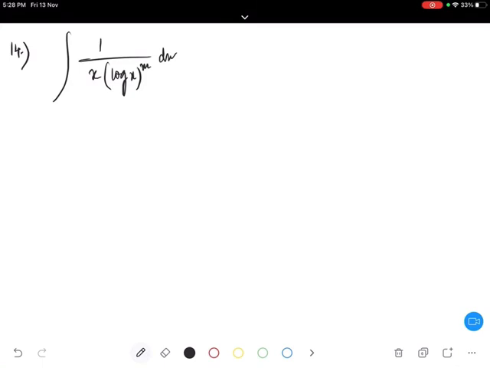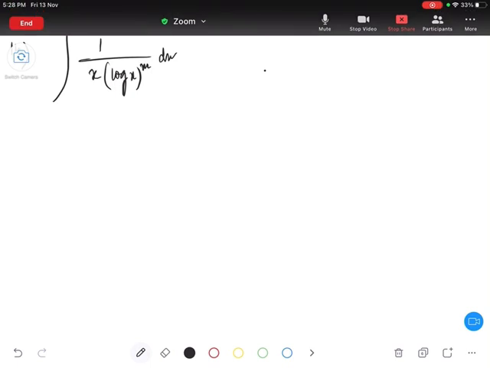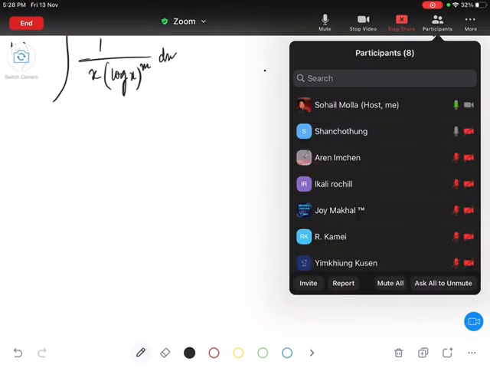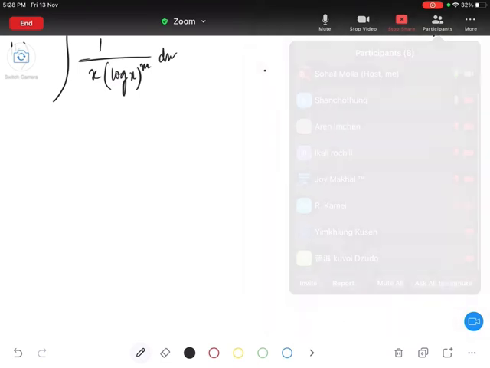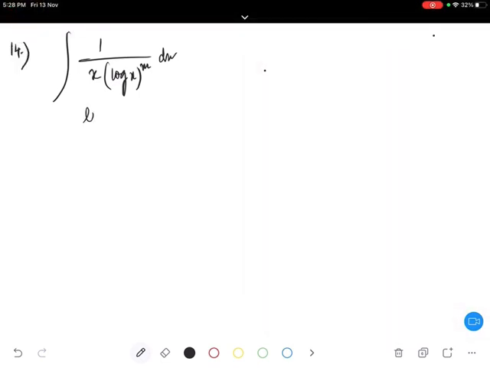Acha, let's do this one. Now tell me, what should I substitute in here? Integration of 1 by x log x to the power m dx. What should I substitute in here? So easy. This one is so easy. Log x. Yes, log x. Because differentiation of log x is what? 1 by x. So I will substitute log x. So let's do it. So let log x is equal to t. So differentiation of log x is what?